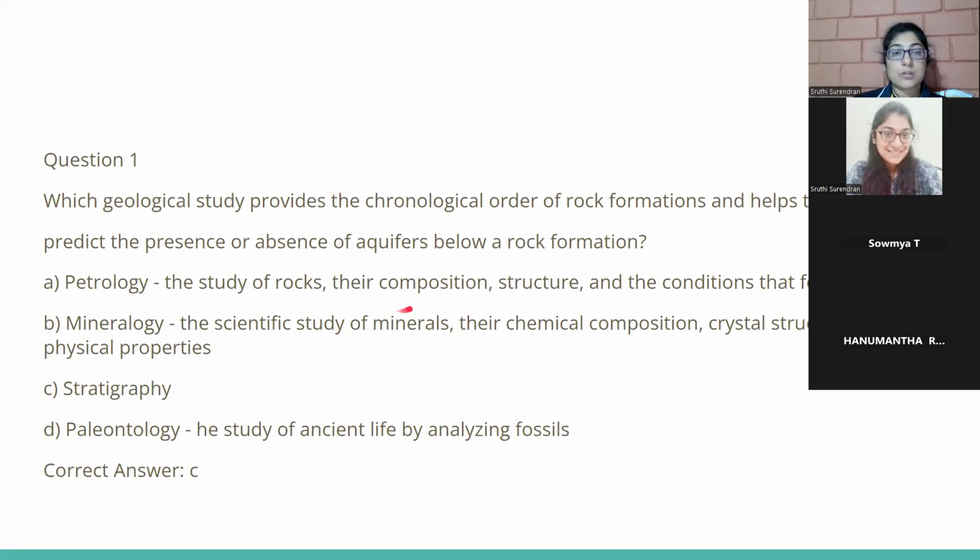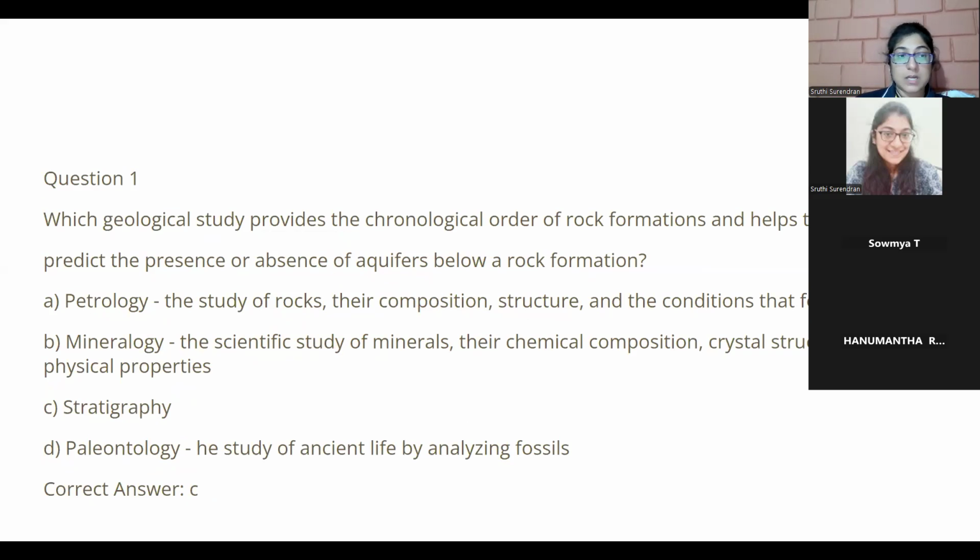Petrology is the study of rocks, their composition, structure, and the conditions that form them. Mineralogy is the study of minerals and their composition. Stratigraphy gives us an idea about the presence and absence of aquifers. Paleontology is the study of ancient life analyzed by the presence of fossils. The correct answer is option C, stratigraphy. These are the explanations for the remaining terms in this question, if not familiar with them.